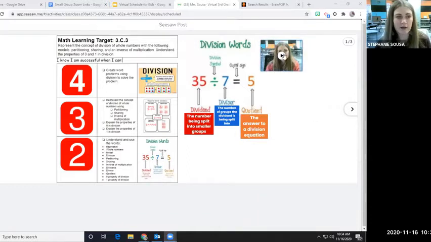Okay. Alrighty, while you are grabbing that, I'm going to go ahead and take a look at our success criteria for the day and some of our division vocabulary.